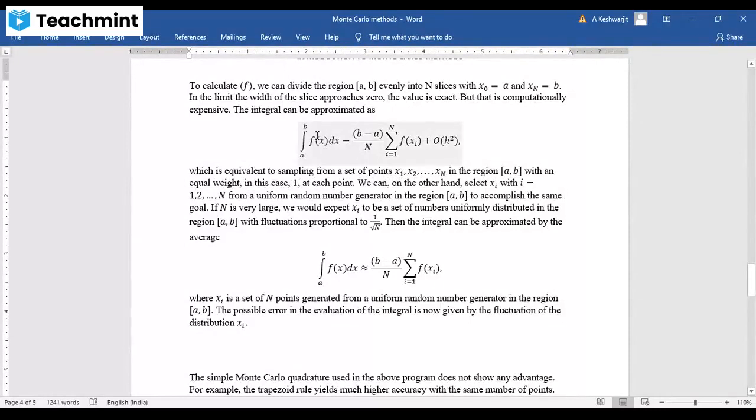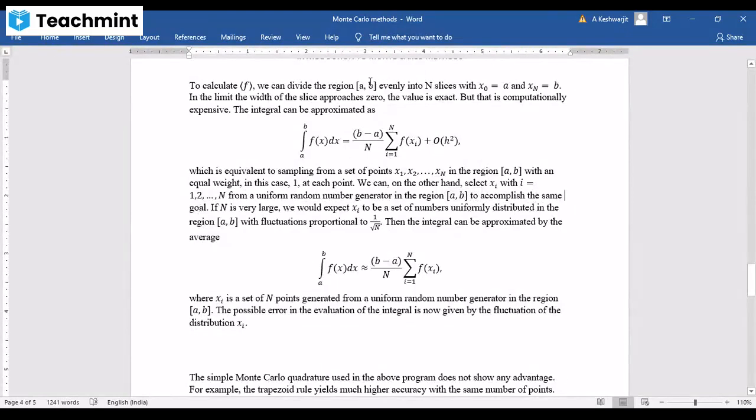What do we do? We calculate the value of the function at those points x1, x2, x3, x4, and so on till xn. The value of the function at all those points, then we divide by n, and then we multiply by b minus a. So we can, on the other hand, select xi with i from 1 to n from a uniform random number generator in the region a to b to accomplish the same goal.